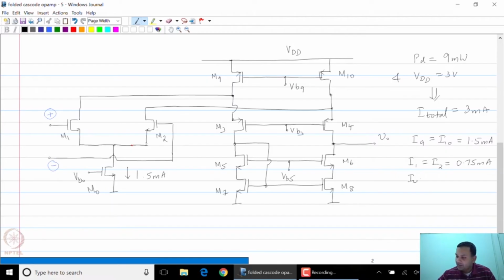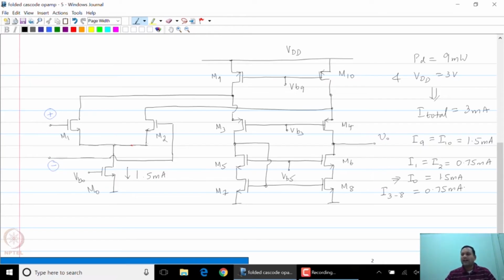And I0 is clearly 1.5 milliamps, and of course then I3 to I8 are all going to have 0.75 milliamps each. So now we have set the bias conditions perfectly well. We have decided that M1 to M8, all these transistors are going to have 0.75 milliamps each. M0 is going to have 1.5 milliamps, M9 and M10 are going to have 1.5 milliamps. So we have now decided the bias currents.